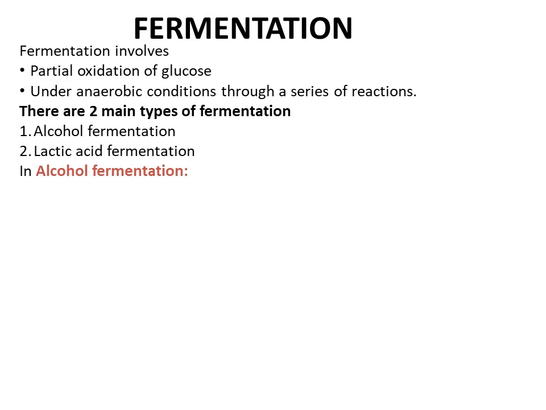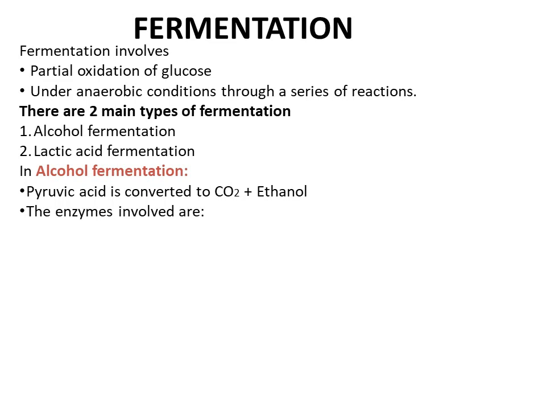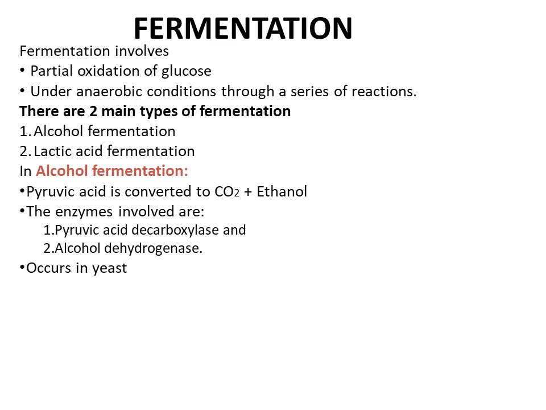In alcohol fermentation, pyruvic acid, which is a 3-carbon molecule, is converted into ethanol, which is a 2-carbon molecule, and 1 carbon dioxide molecule is given out. Hence the enzymes involved are pyruvic acid decarboxylase for removing the carbon dioxide and alcohol dehydrogenase to produce ethanol. This process occurs naturally in yeast.